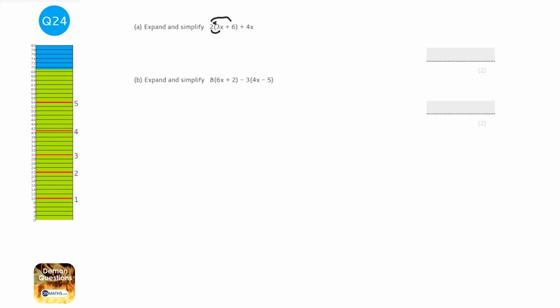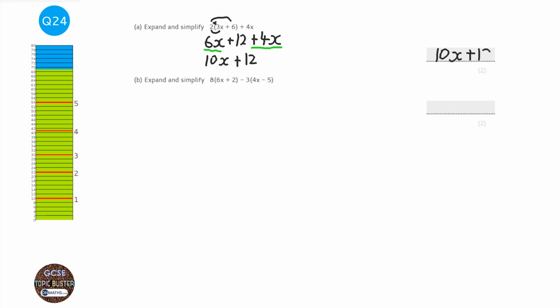That means we're going to times 2 and 3x, and 2 times 3 is 6. And then we've got the x there, and 2 times 6 we're going to times together to make 12. Now we've still got the 4x, so I still need to write that down. Then I'm going to collect like terms. Now the like terms we have are the 6x and the plus 4x. So 6x plus 4x is 10x, and then there's nothing that we can do with the 12, so we just leave that. So it's 10x plus 12.